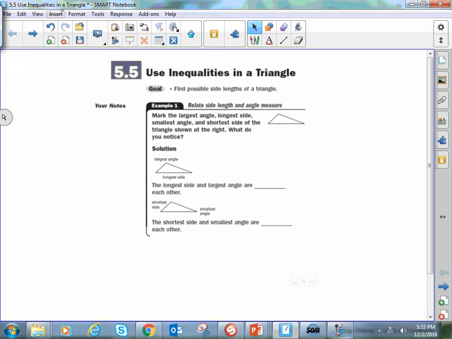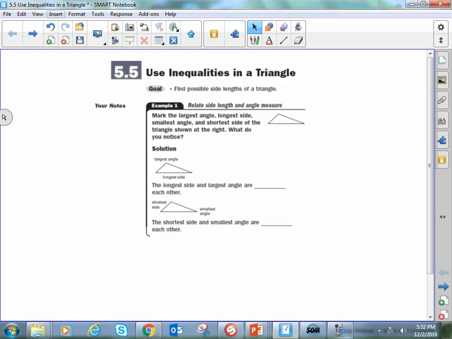Hey everybody, Mr. Piercy here, and we're going to be looking at probably our last lesson here before we wind up taking our test over the relationships inside of triangles. And what we're going to be looking at today is known as the triangle inequality theorem.